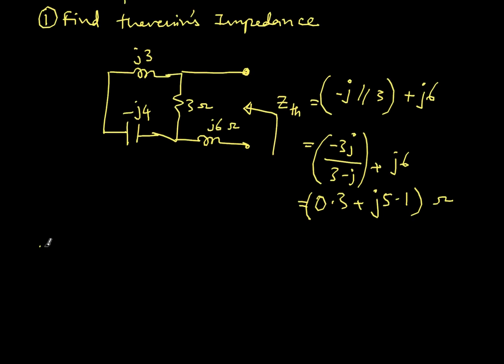So what is the second step? Find the Thevenin's voltage. Thevenin's voltage is the voltage that would appear across these two terminals with all the voltage sources acting. If I had connected a voltmeter between these two, removing the load resistance, how much voltage would I be able to measure?